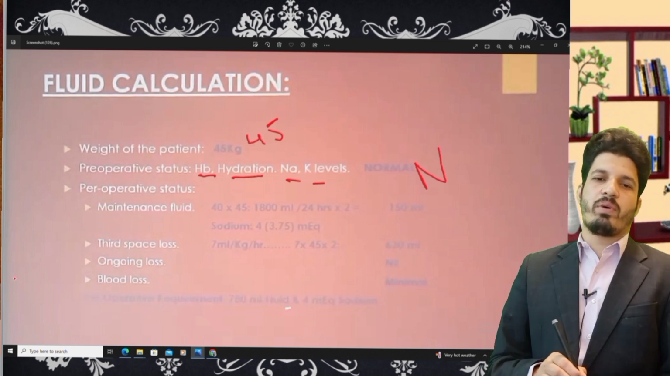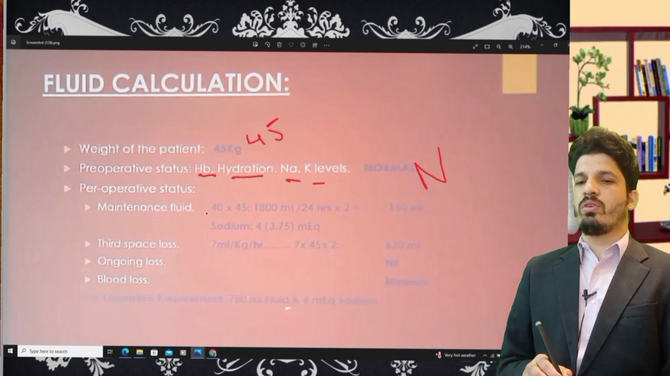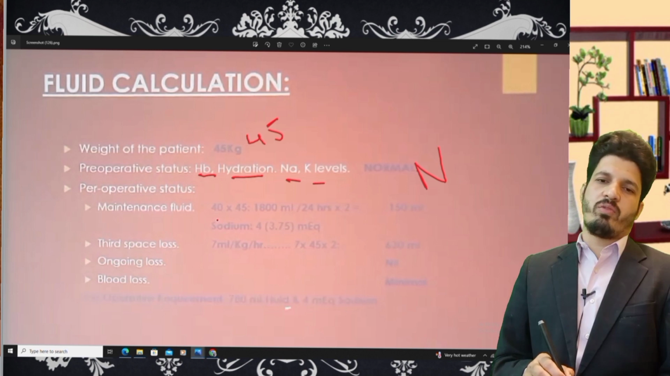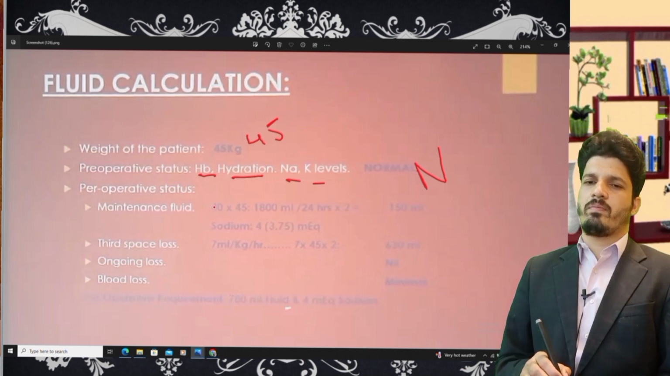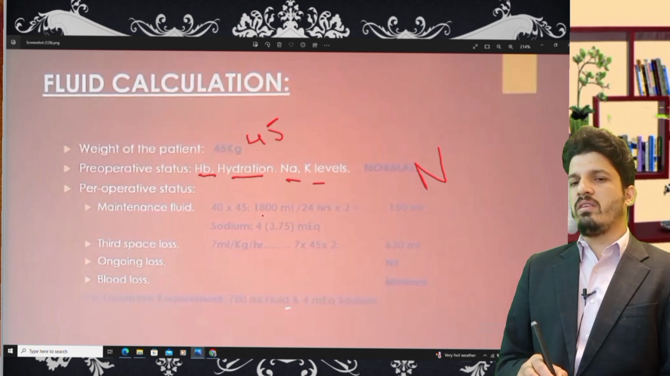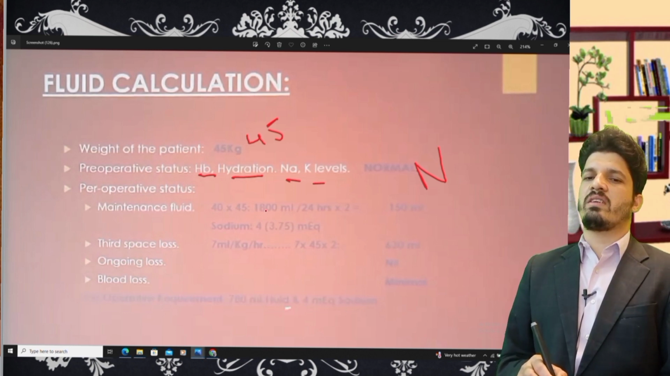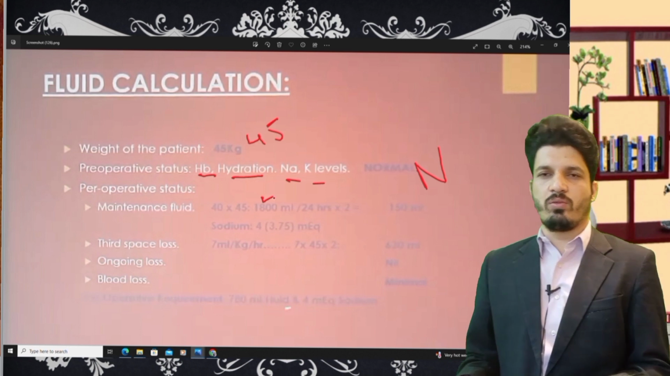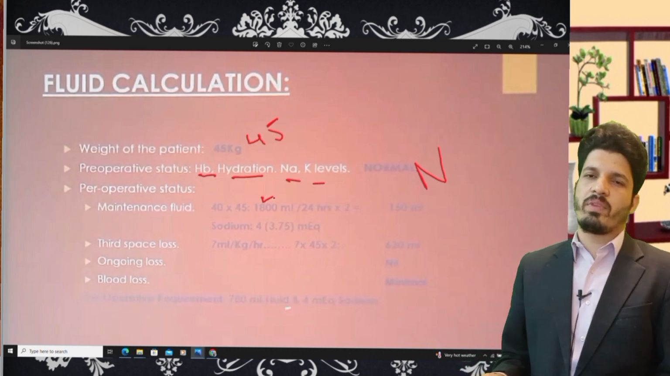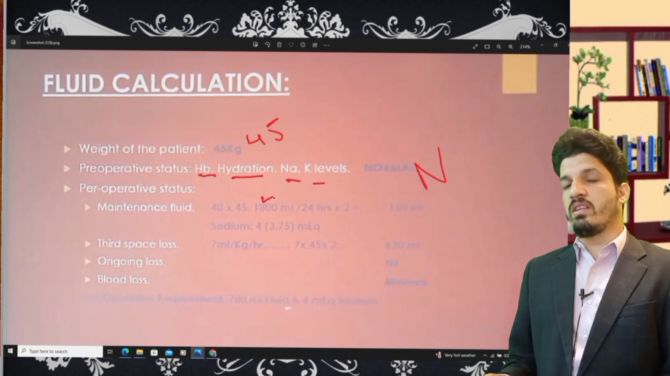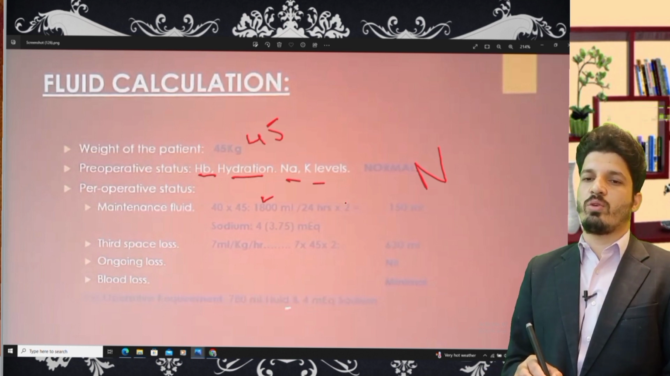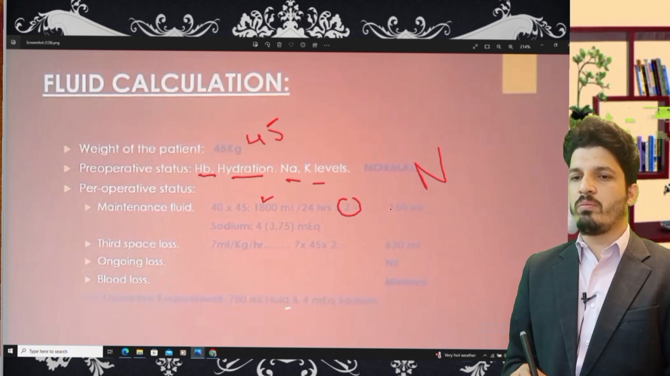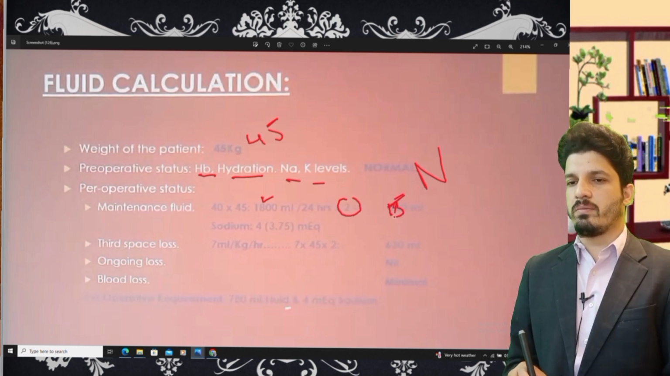And the per-operative status: maintenance fluid is 40 into 45, the weight is 45, and the value comes out to be 1800. Definitely it's for 24 hours, and we will divide it by 24 to get the fluid requirement in 1 hour, and the operative time was 2 hours, so we will multiply it by 2. The value will become 150 ml.